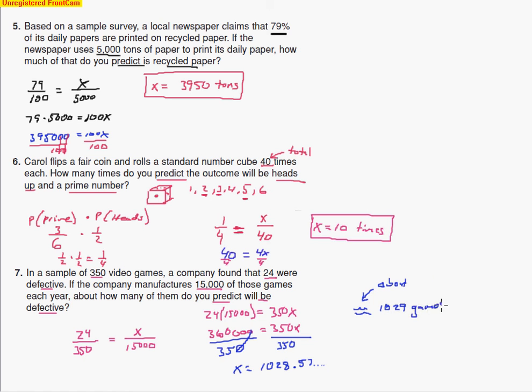This is about a good prediction. Again, it's not precise, but it is a good prediction because we went with our sample. As long as our sample was good, it was a random sample, and 24 were defective out of 350 randomly selected, then this would be a very good prediction.